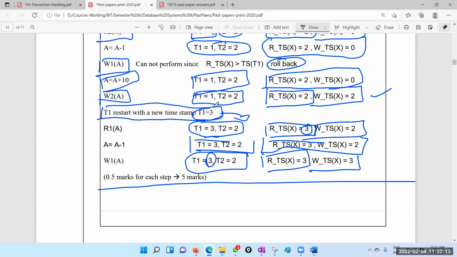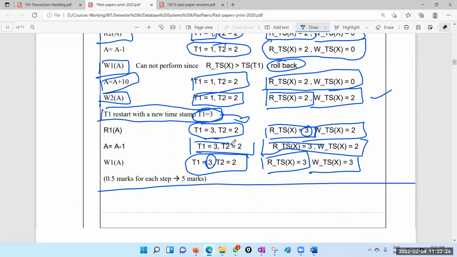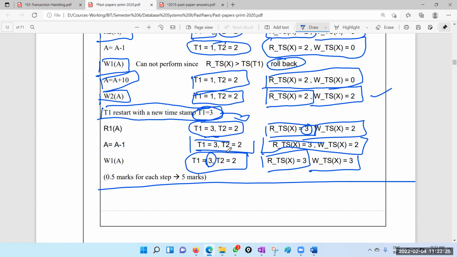So now your timestamp is T3. Your transaction 1's timestamp is T3, or the new restarting time. Okay. Right. So I hope you got it. And here you don't have to use the youngest rule.